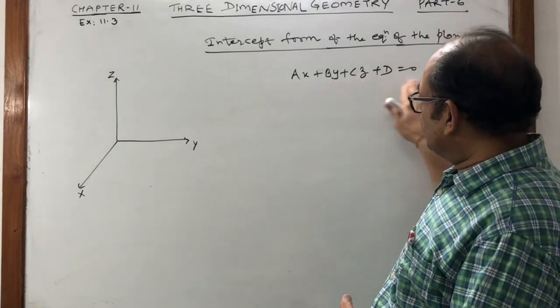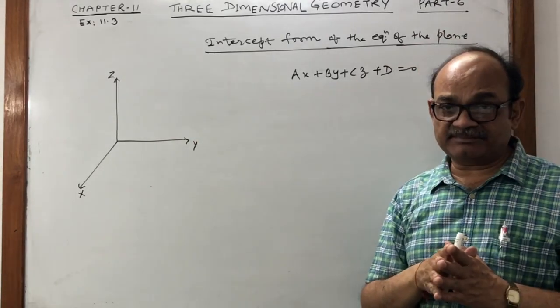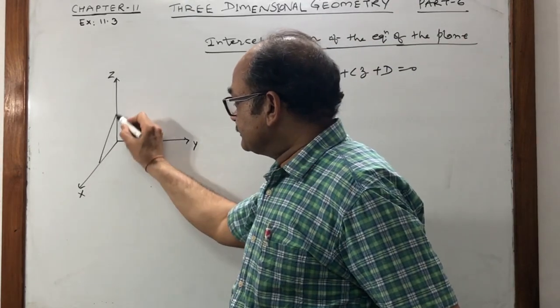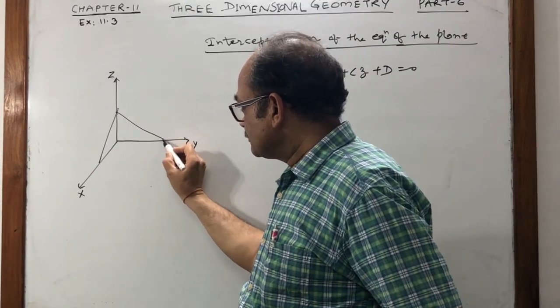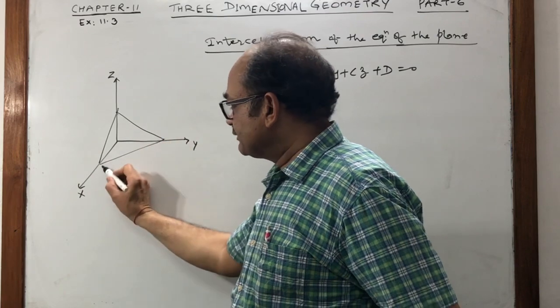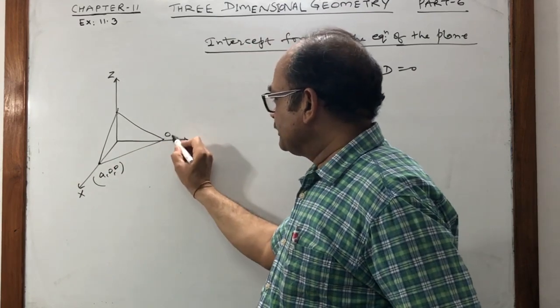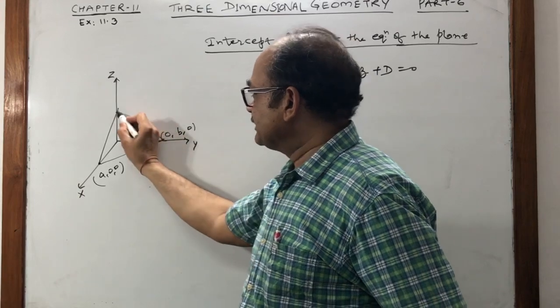Now the next point is the intercept form of the plane. Suppose a plane equation is given, ax plus by plus cz plus d equal to 0, and it will cut the intercepts on the x-axis, y-axis and z-axis. Suppose these coordinates are (A, 0, 0), (0, B, 0) and (0, 0, C).